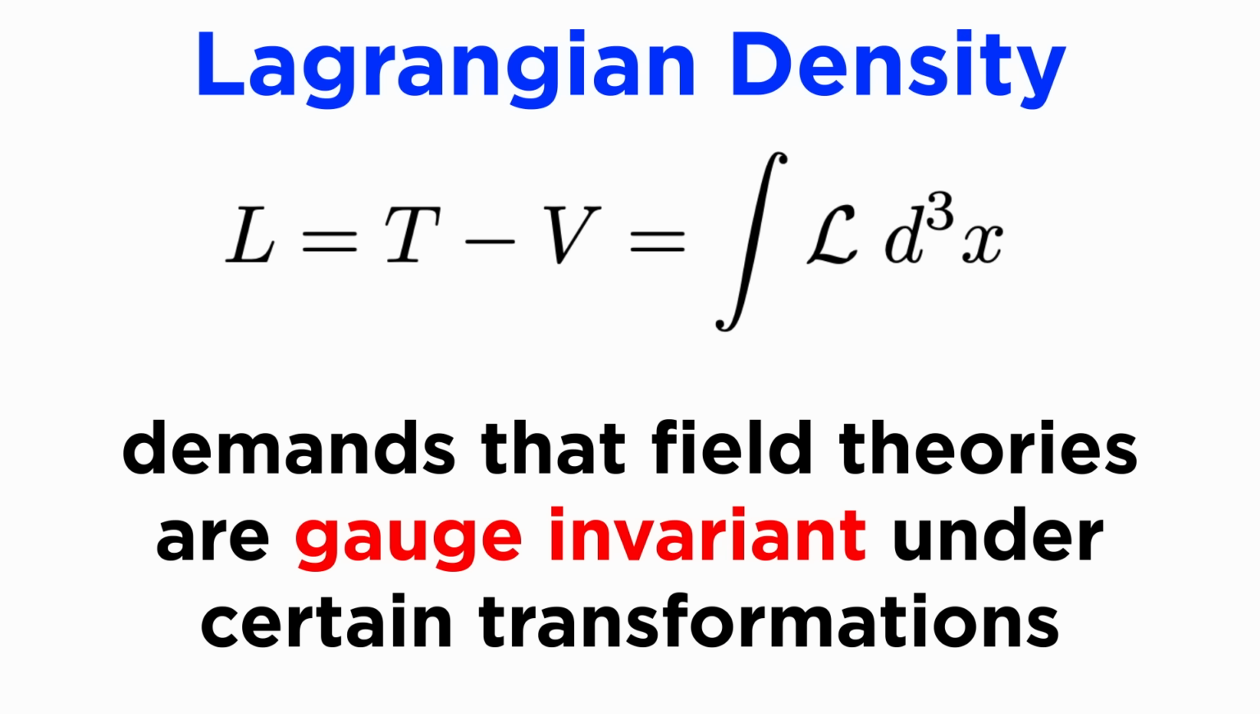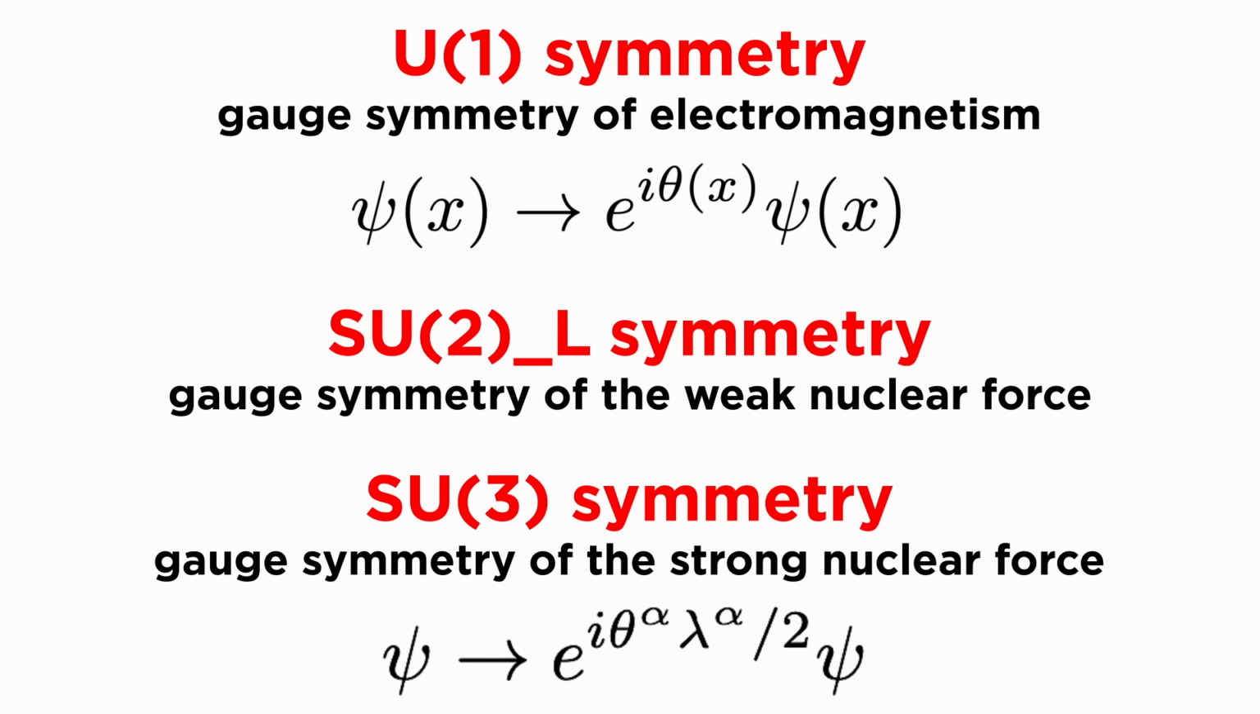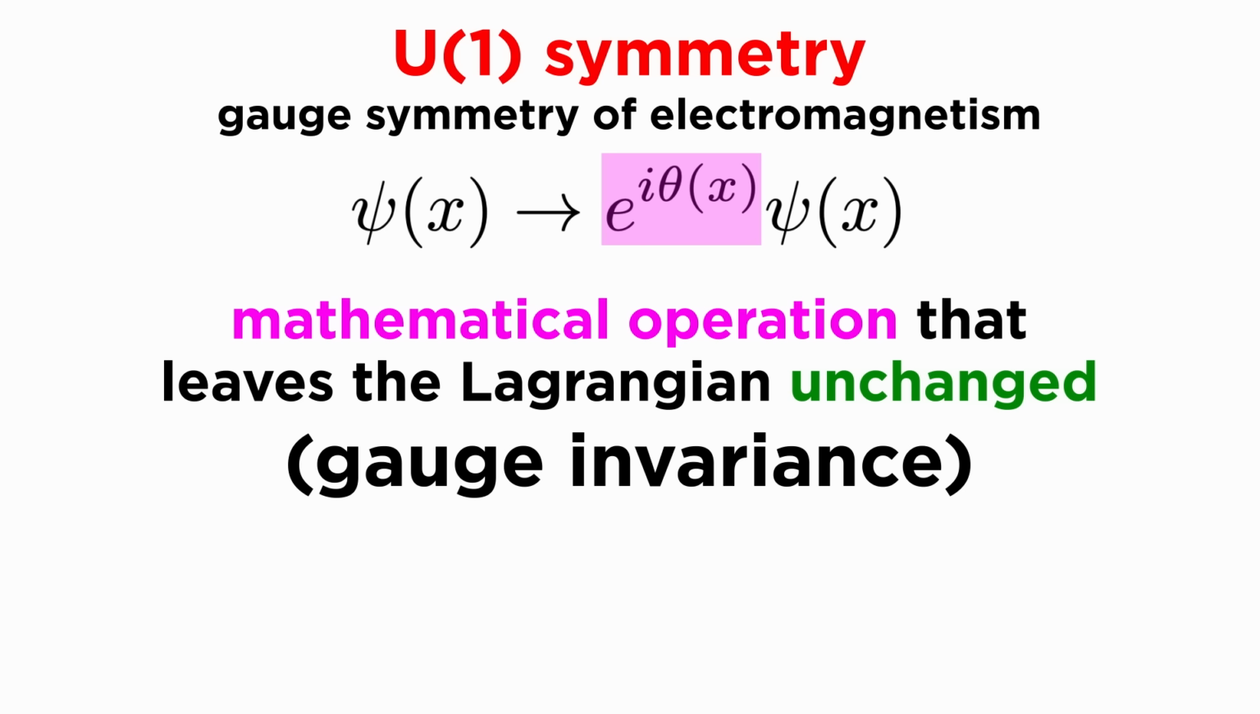Using Lagrangian densities, scientists can use math to demand that field theories are gauge invariant under certain transformations that the physics dictates. This is how the Lagrangian densities of the standard model can be constructed, to obey the electroweak gauge symmetry of U1 for electromagnetism and SU2 for the weak interaction, and the QCD gauge symmetry of SU3. Each of these symmetries corresponds to a specific mathematical operation that leaves the Lagrangian unchanged, hence gauge invariance.